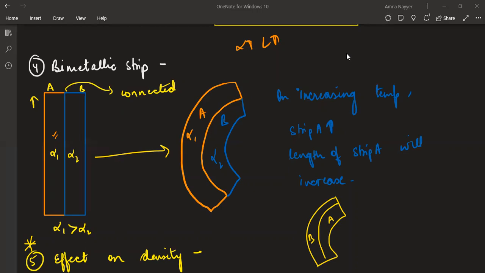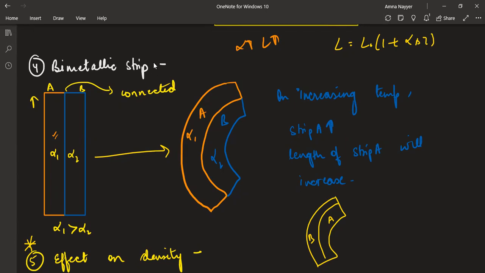Thing is that whichever has the more coefficient of linear expansion or any type of expansion, that will expand more, because we have seen through the formula L is equal to L naught (1 plus alpha delta T). From here you can easily predict that length and alpha are both directly proportional.